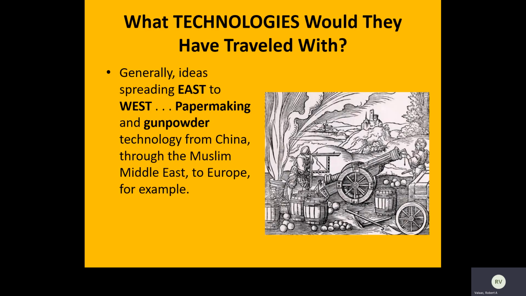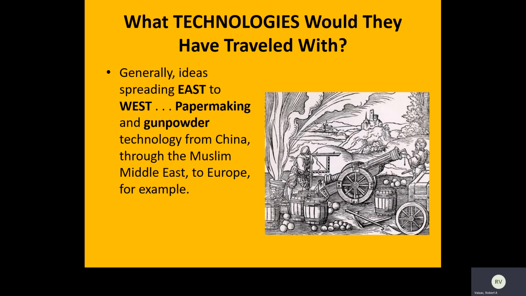What technologies would they have traveled with? In other words, what technological ideas were spreading with people like Marco Polo and Ibn Battuta as they traveled these great trade routes of the pre-modern 1200 to 1450 world? Well, some key examples of spreading technology come to us from China. And generally, this is the pattern of this time period. Technological ideas generally spreading from east to west. And our two go-to examples of this, I would say, are the technologies of paper making and gunpowder.